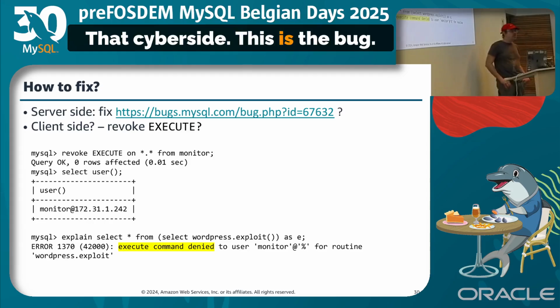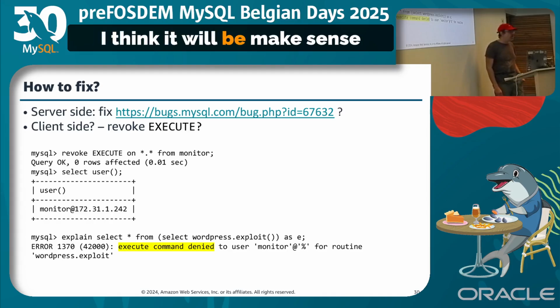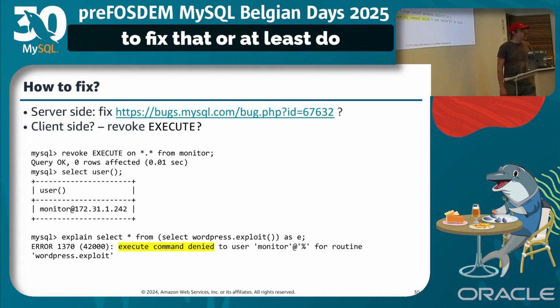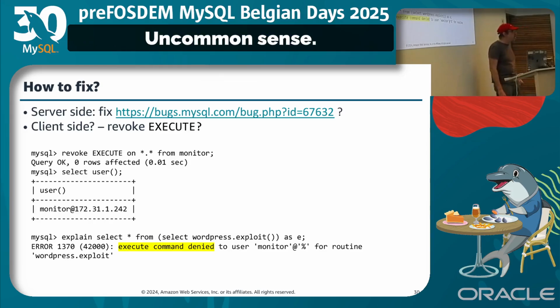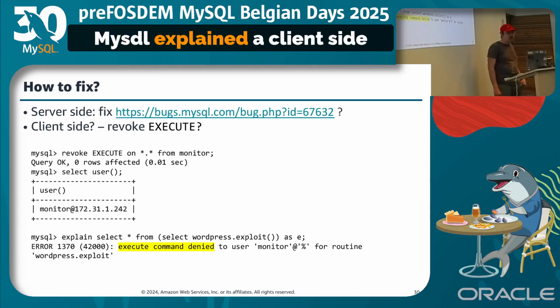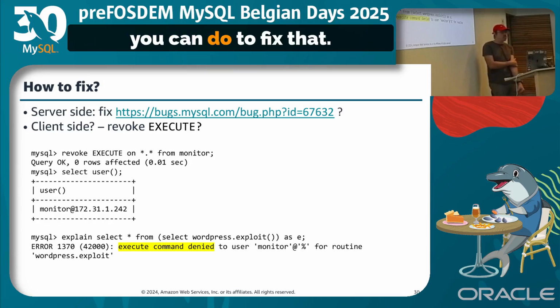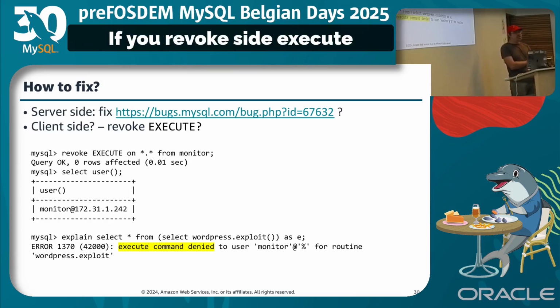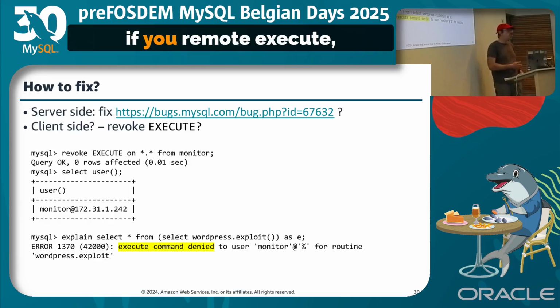Server side, this is the bug. It's still not fixed. I think it will make sense to fix that, or at least do something about this problem. Uncommon sense, MySQL explain. Client side, really you need to revoke execute. There are a couple of things that you can do to fix that. If you revoke execute from the monitoring user, then this whole thing will not work.